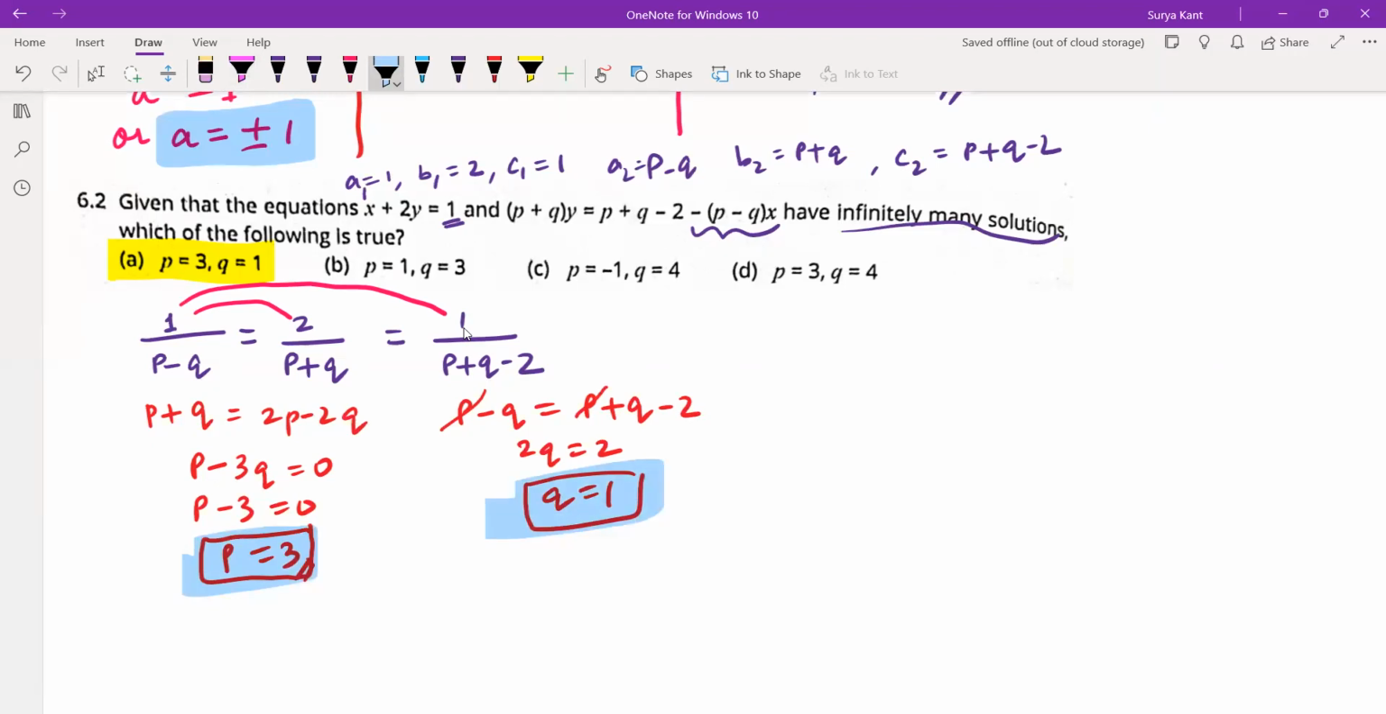Anyone having difficulty over here anywhere? No, sir. Mainly, how to write A1, B1, C1. If you write that, it is easier for you people.